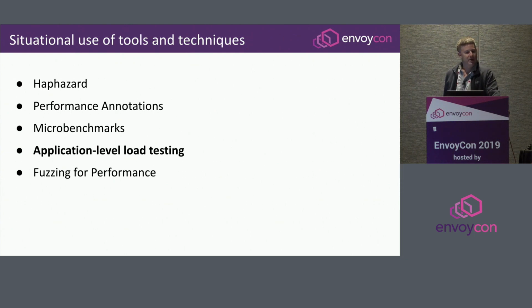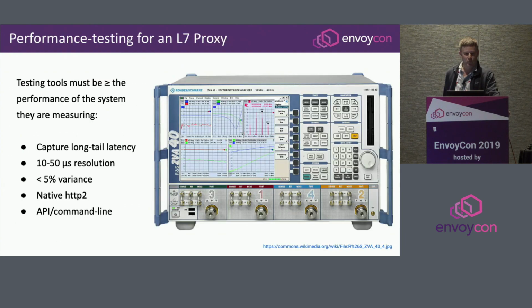So far we've been talking about startup performance, but proxies spend a lot more time moving packets around than they do initializing. So we also need application load test infrastructure. And when you have a really well-performing proxy like Envoy, you also need a really high-performance piece of test infrastructure in order to adequately measure it. You want one with really low jitter. You want one that can handle the HTTP2 protocol, which has some different performance characteristics in many ways.